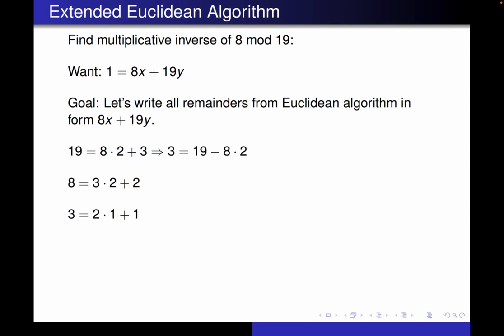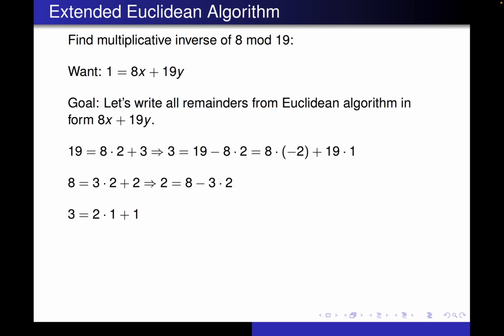So for 3, let's see. First thing we want to do is subtract that 8 times 2 from both sides so that we're solving for 3. Remember, we want to write 3 as a multiple of 19 plus a multiple of 8. And just doing that, we pretty much got it, right? So we got 8 times negative 2. That's our second term. I'll move it to the front. Plus 19 times 1.